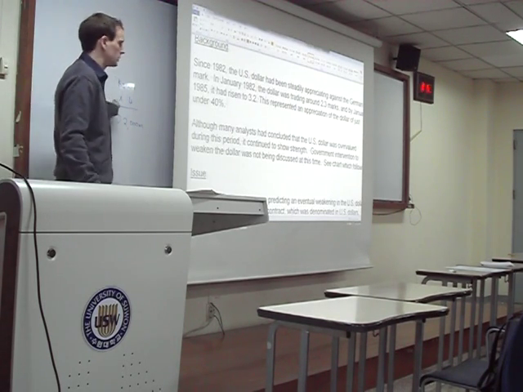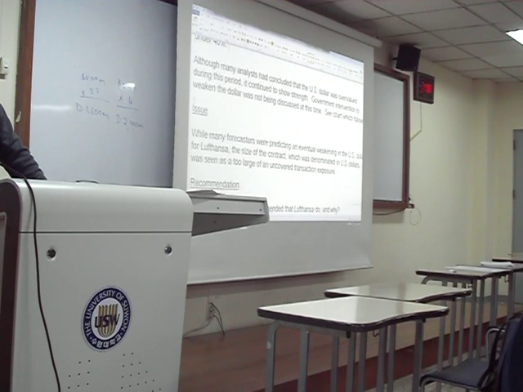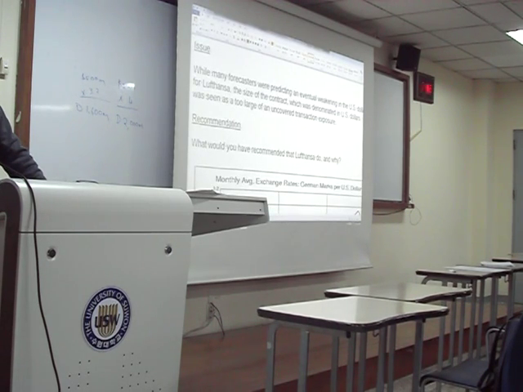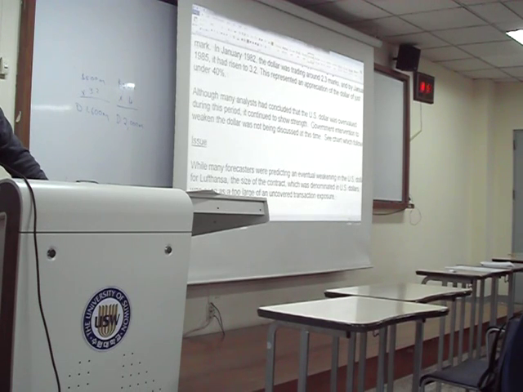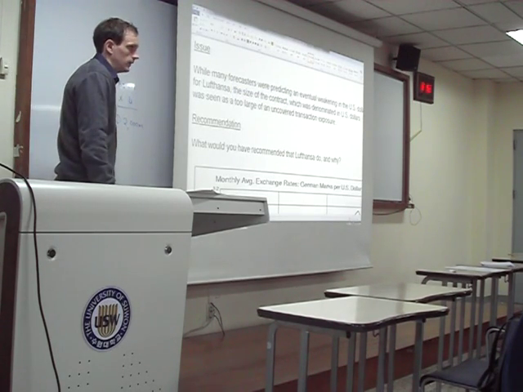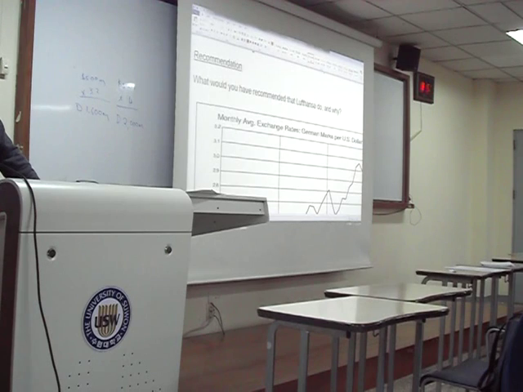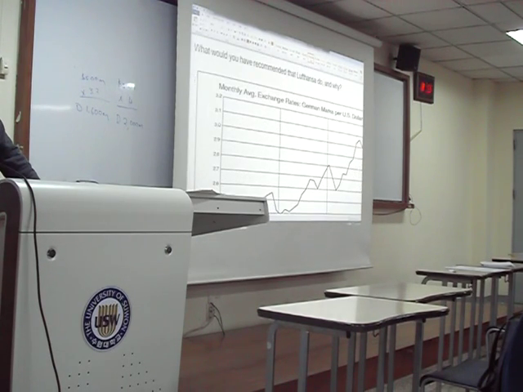So if the dollar continues its trend to get stronger, we could have a problem. Some forecasters were saying the US dollar is overvalued. They were using the absolute PPP. Historically overvalued, so we expect it to get weaker. But other forecasters are saying, no, it will continue to get stronger. So the size of the contract, which was in US dollars, was seen to be too big for uncovered. If we have to pay that much extra, we won't make any profit. So what would you recommend that Lufthansa do and why? Discuss with your partner.